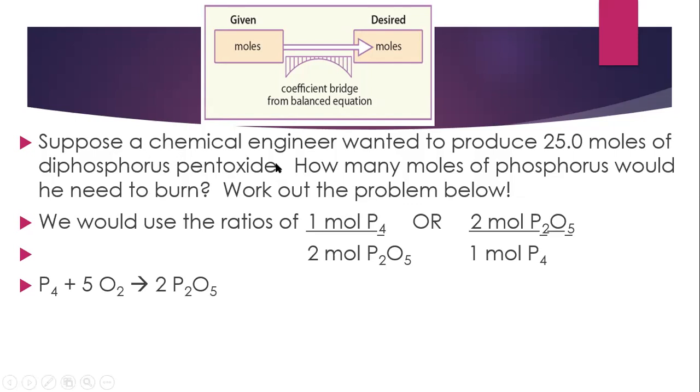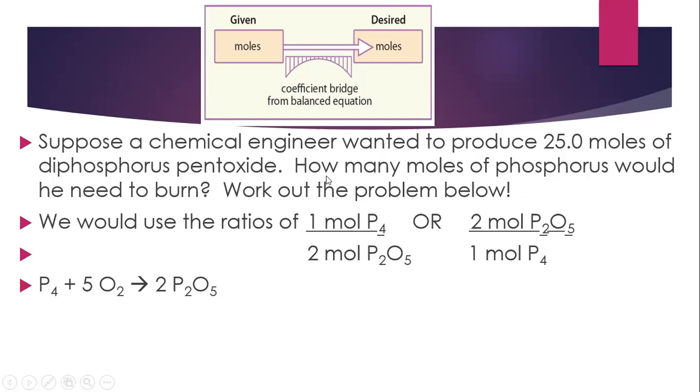Okay. Suppose a chemical engineer wanted to produce 25 moles. So we are focusing on, this is our given. They have given us 25 moles. So this is what we're starting with. It says of diphosphorus pentoxide. So 25 moles of diphosphorus pentoxide is what we're starting out with.